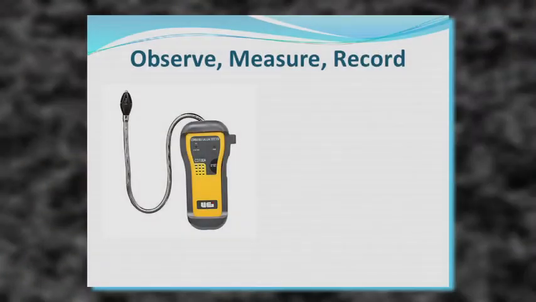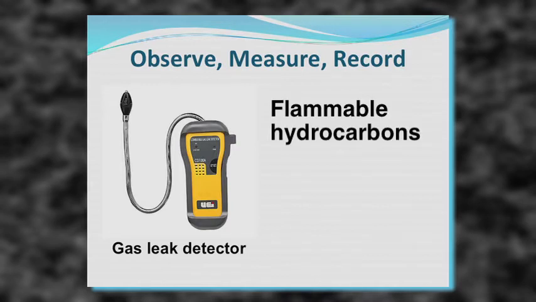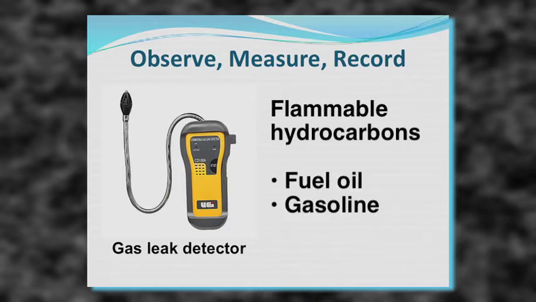Gas leak detector. Now, a gas leak detector is an electronic device that sniffs for hydrocarbons, like fuel oil, gasoline, or natural gas. So even though it's called a gas leak detector, it will detect other things.